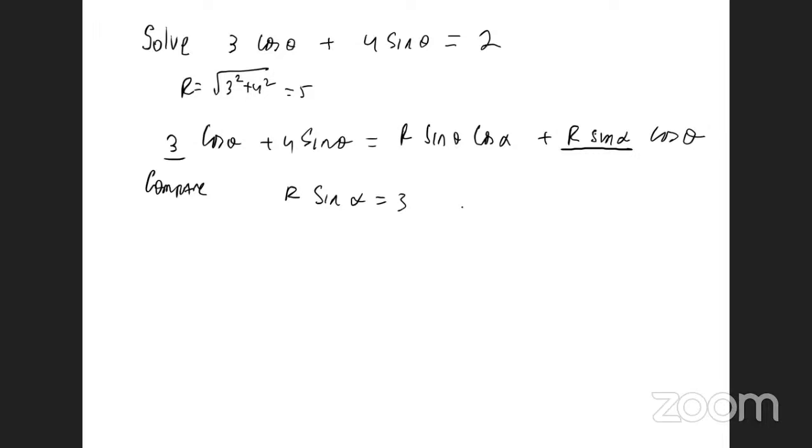So that means that alpha is equal to sine inverse 3 over 5. How much is that? 0.64. Yeah, 0.64. So therefore R sine theta plus 0.64 is equal to 2.